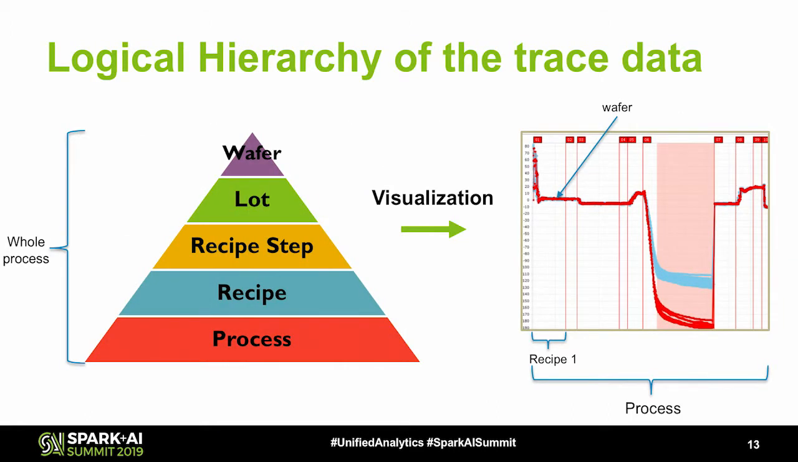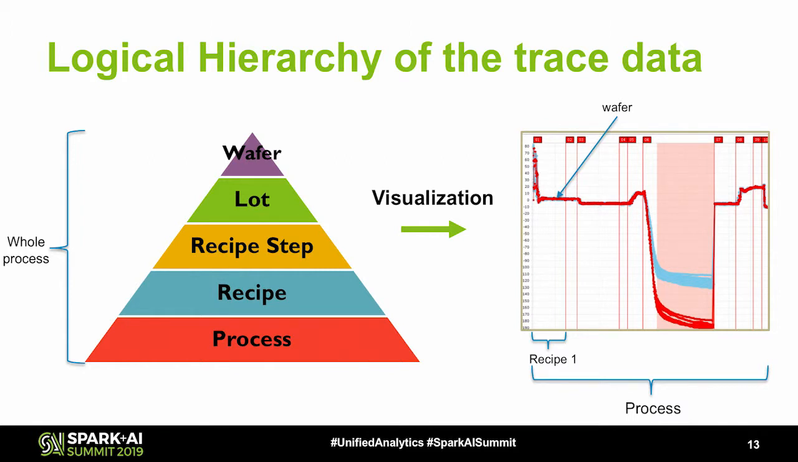So we can hierarchicalize each step. In one process, there are multiple sub-steps, and while going through recipe steps, the lot containing wafers is moved. Through this procedure, the wafer is processed. This scenario can be visualized in the right figure. It is more straightforward to understand.